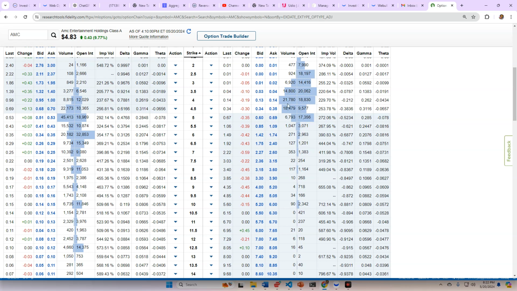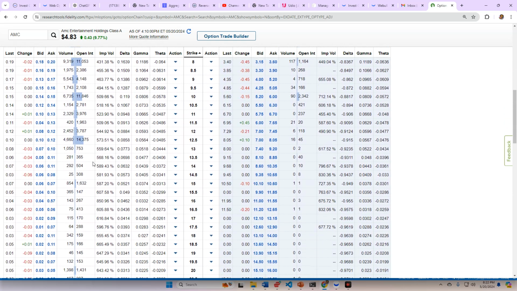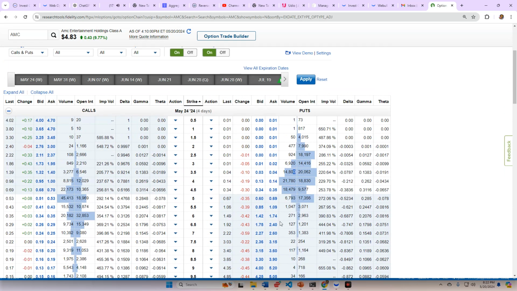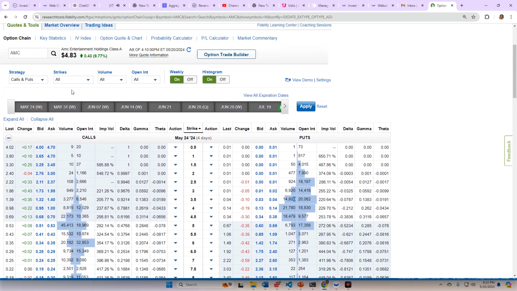But just looking at the chain in and of itself, most of the resistance is stacked at 3.5. Most of the resistance is stacked at 6. But there is also some way out here at 12.5. So just keep all that in mind. That's what the chain looks like going into this week.